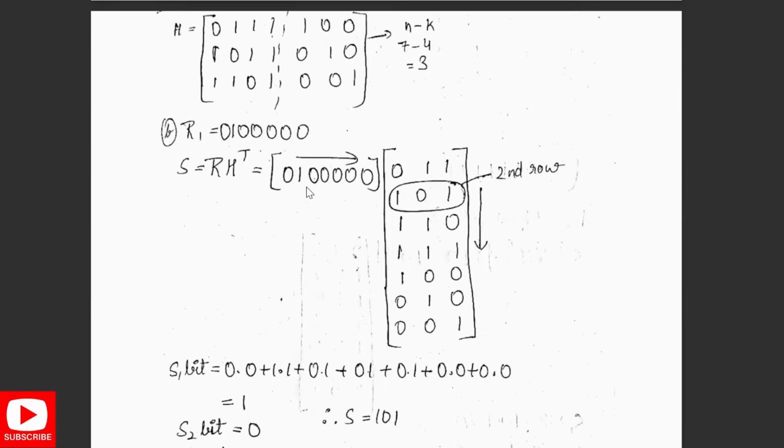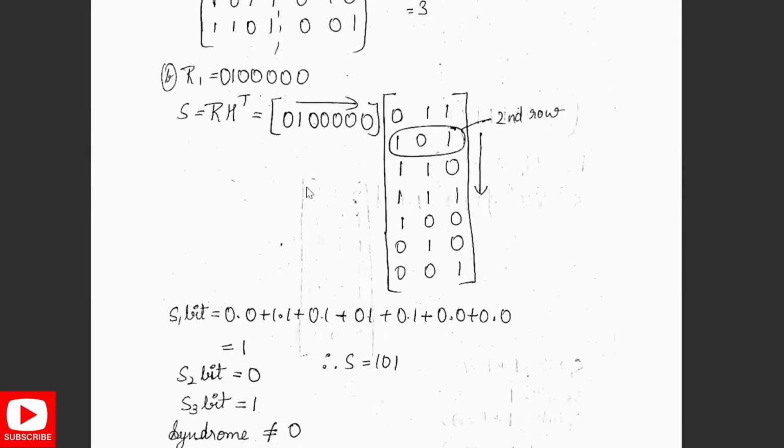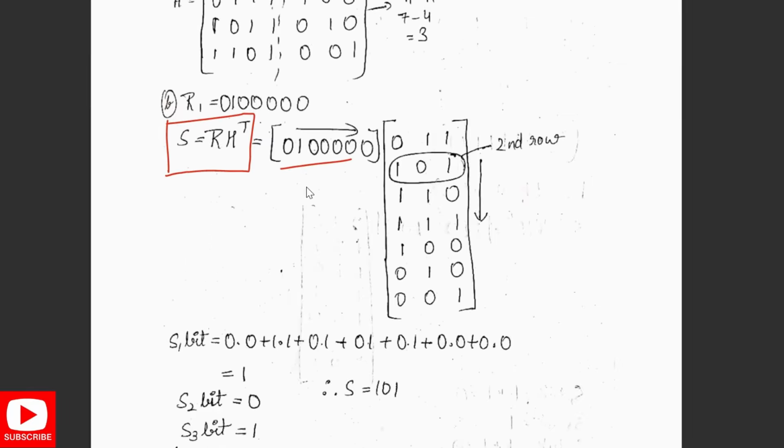Now the second part: R is given. The first equation is S is equal to R into H transpose. The R that has been given, and the matrix that we found, H, has to be transposed like this. Once you have done this, you have to multiply: the whole row with the first column, then the row with the second column, and the row with the third column, so you get the S bits. Finally, on adding all those and simplifying, you get 101.